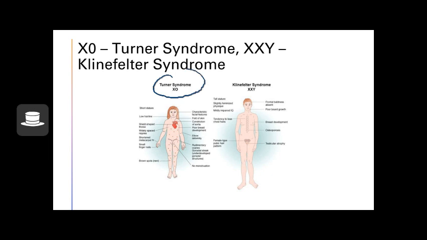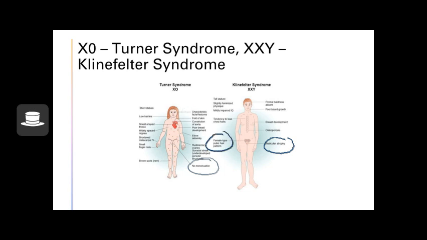So with Turner syndrome, you might see things such as short stature, a low hairline, differences in the thorax and the placement of nipples, right? Elbow deformity, folds of skin around the neck, specific facial features, and even though they have female genitalia, they won't experience menstruation.